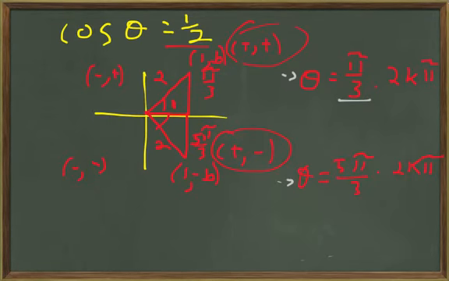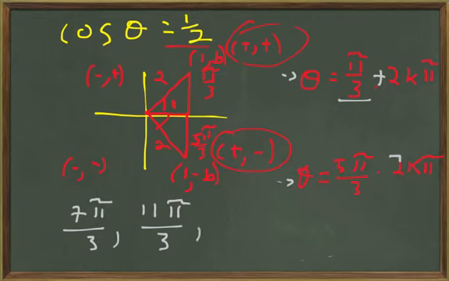Let's say that number is 1. If we plug a 1 in here, that just leaves us with pi over 3 plus 2 pi, which gives us 7 pi over 3. And then if we plug in a 1 here, 5 pi over 3 plus 2 pi, which is 6 pi over 3, that gives us 11 pi over 3. And then let's say we plug in 2. If we plug in a 2, that gives us 13 pi over 3 and 17 pi over 3.